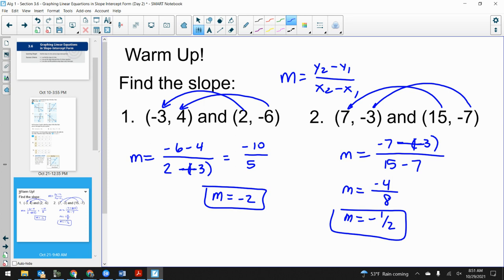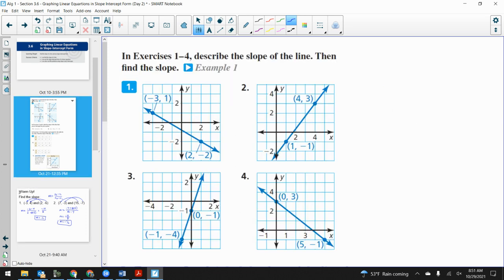Questions about those two warm-up problems? Okay, let's get to the homework. Hopefully there wasn't too many issues on the homework.